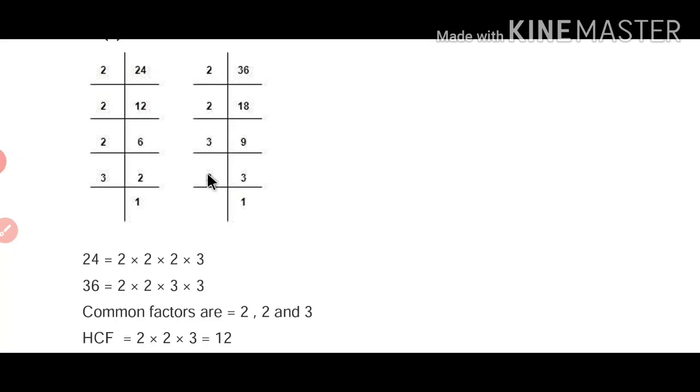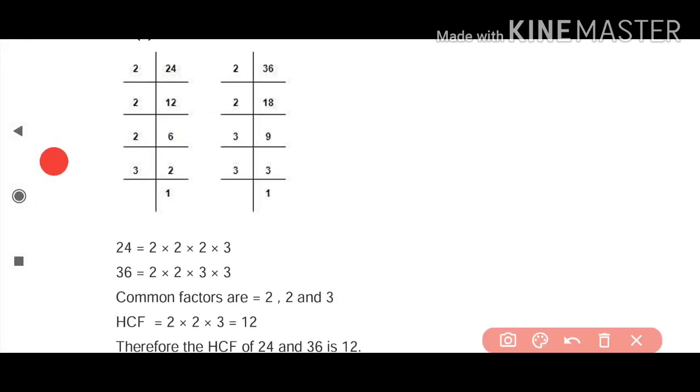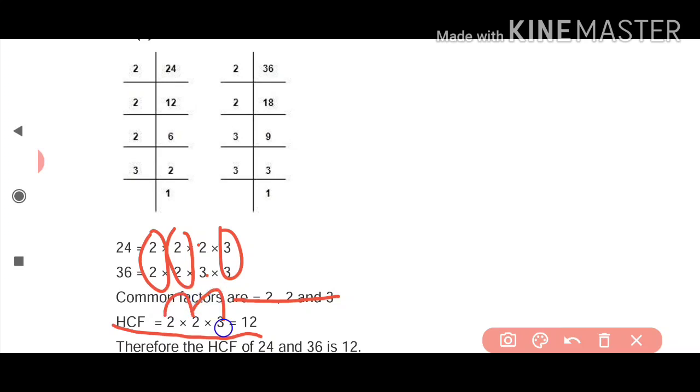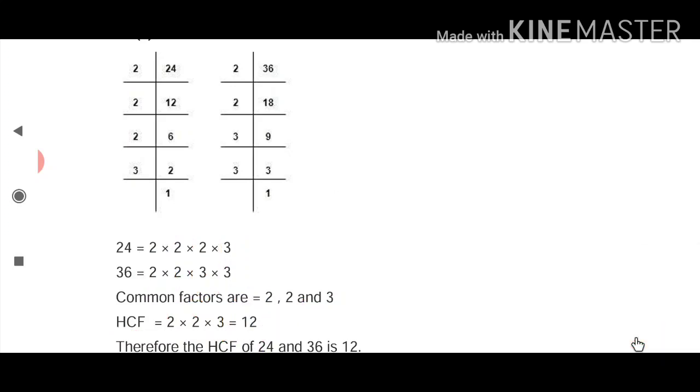Now we have to see the common numbers here. You can see the common ones are 2, 2 and 3. Here the remaining 2 and 3 are different, it means they are not common factors. So the common factors are 2, 2 and 3. So multiply all the three numbers: 2 multiply 2 multiply 3. So 2 2s are 4, 4 3s are 12. So we can say that the highest common factor of 24 and 36 is 12.